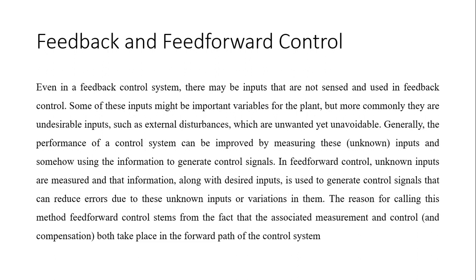In feed forward control, unknown inputs are measured and the information along with desired inputs is used to generate control signals that can reduce errors due to these unknown inputs or variations in them. The reason for calling this method feed forward control is that the associated measurement and control action both take place in the forward path of the control system.